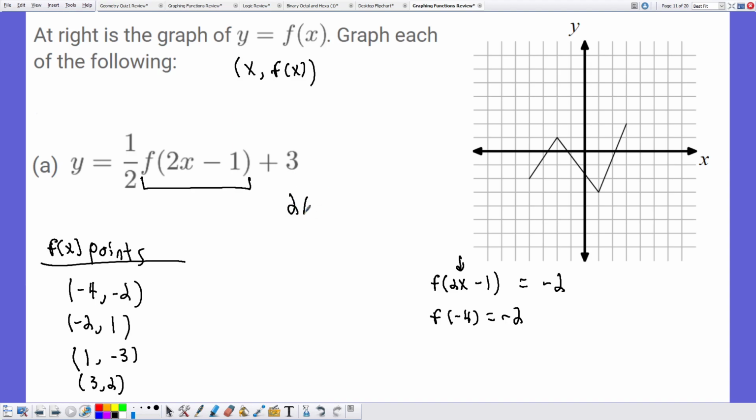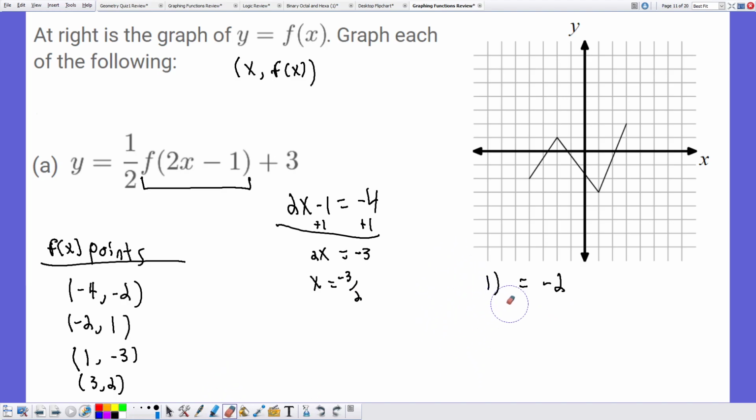So how do I find out the appropriate x value? Well, you just make an equation. 2x minus 1 equals negative 4. I'm going to add 1 on both sides to get negative 3 equals 2x, which implies that x is equal to negative 3 over 2. So, when x is negative 3 over 2, it gives me my desired output of negative 2.